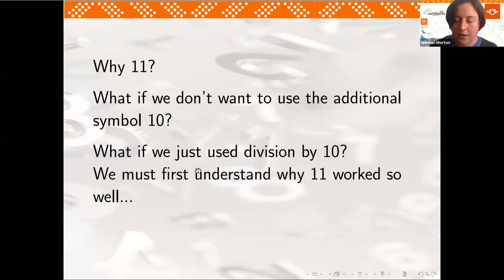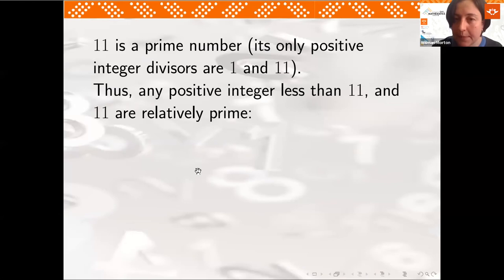Well, it worked well because it's what we call a prime number. So a natural number greater than 1, so from 2 onwards, is called a prime number if its only positive integer divisors are 1 and itself. So if you look at 2, 2 is a prime number because it can only be divided by 1 and 2. And that's in fact the only even prime number that we can find. And then from there on, 3 would be a prime number, 5 would be a prime number, and 11, this example that we're using here, that's a prime number again.